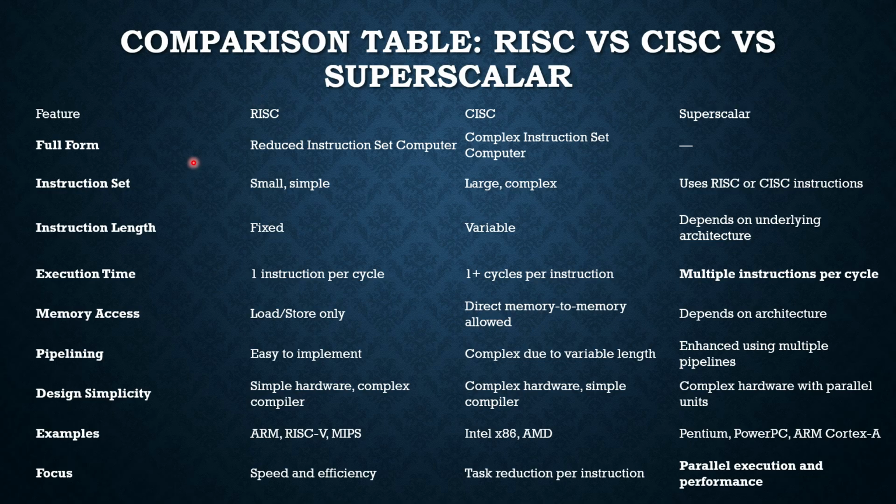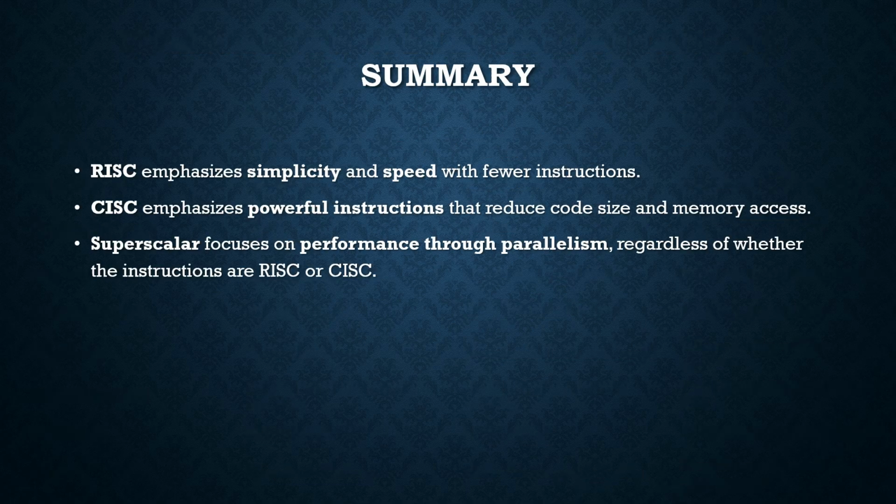And coming to the focus, RISC focuses on speed and efficiency. CISC focuses on task reduction per instruction, and superscalar focuses on parallel execution and performance. So in short, we can say RISC emphasizes simplicity and speed with fewer instructions, whereas CISC emphasizes powerful instructions that reduce code size and memory access. Superscalar focuses on performance through parallelism regardless of whether the instructions are RISC or CISC.